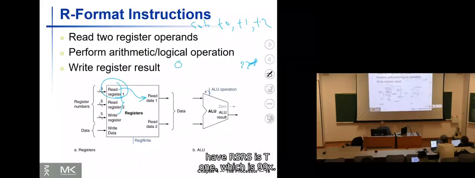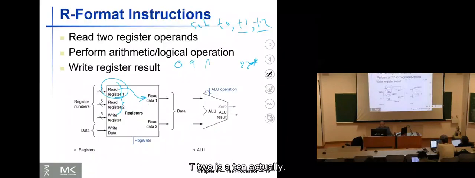And then we have RS. RS is T1, which is 9. So 9 hex. Then we have T2. T2 is 10 actually. Then we have T0, which is 8. Then we have shift amount, which is 0. So the instruction would be something like that.